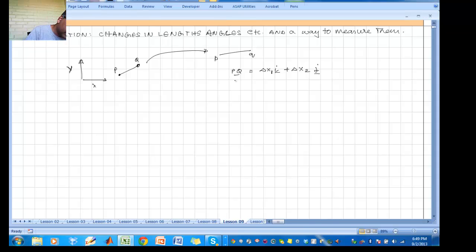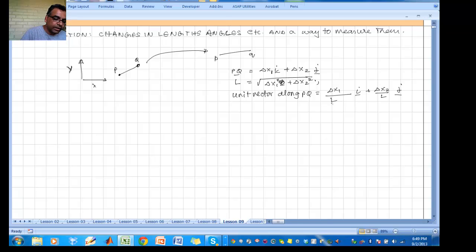For future, I am going to calculate the length of this. Capital L is the square root of delta x1 squared plus delta x2 squared. Well, that's no biggie, right? It's just length. And then the unit vector along PQ equals delta x1 over L i plus delta x2 over L j. This will be called the T vector, and it has components delta x1 over L, delta x2 over L. So far nothing major, we are just recapping what we did.